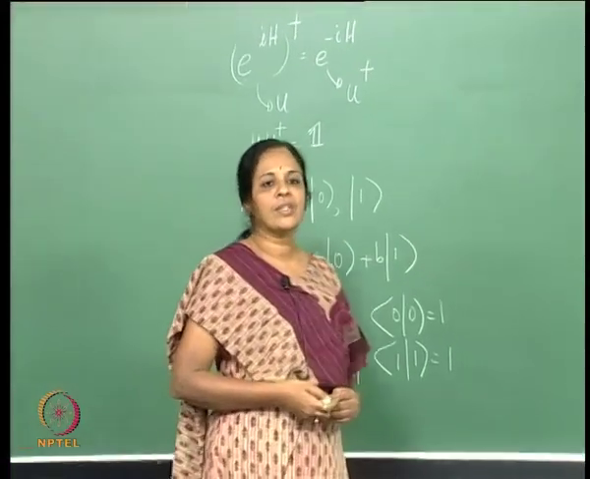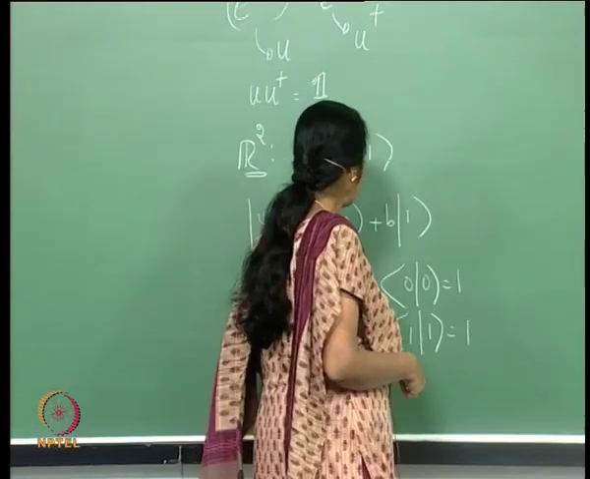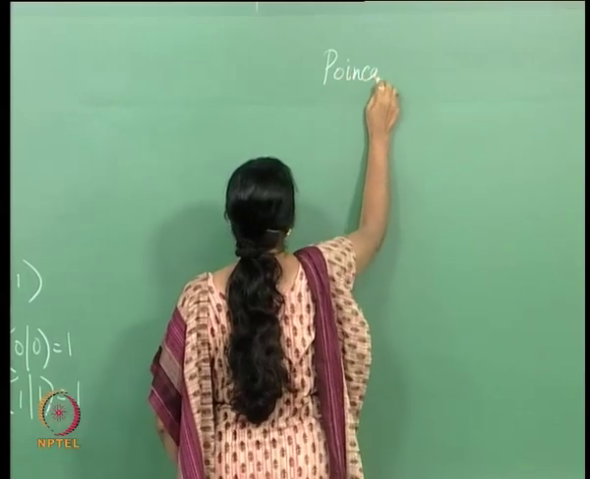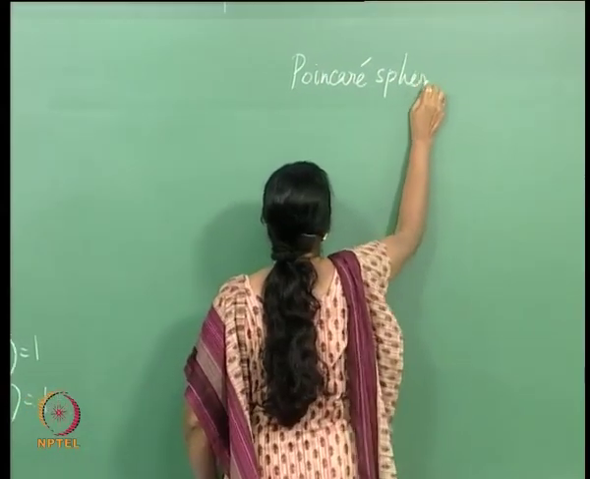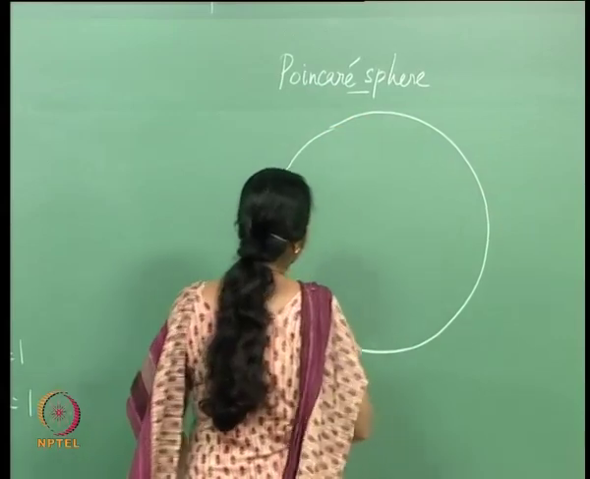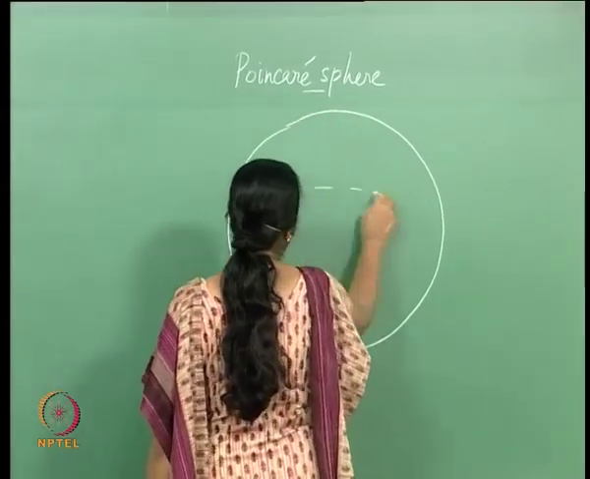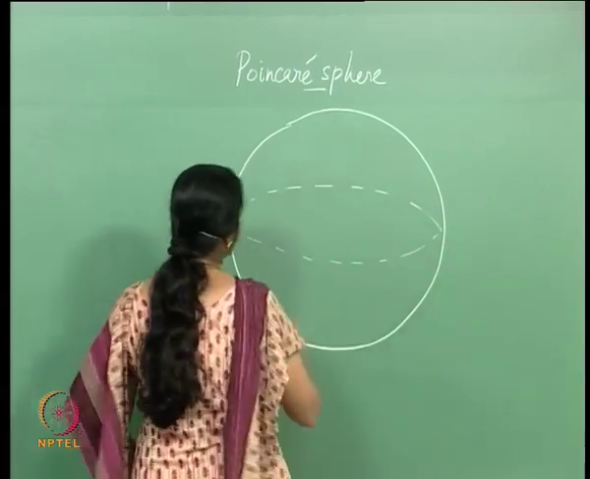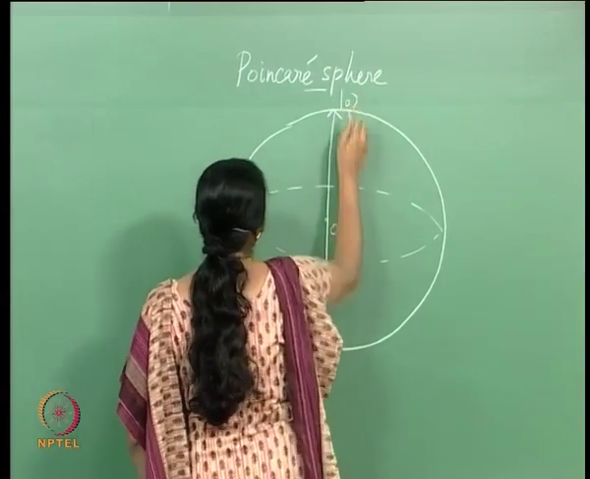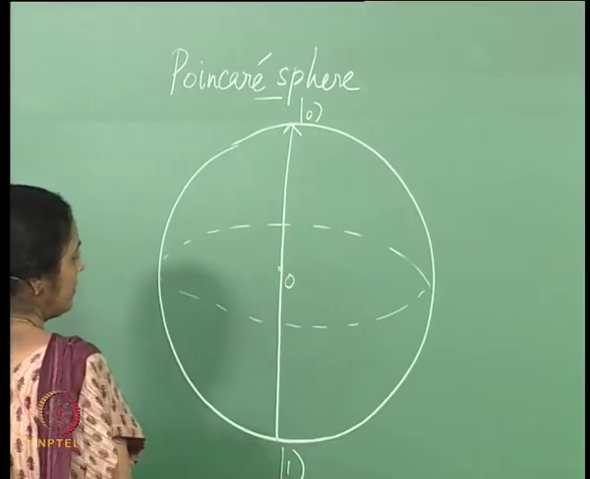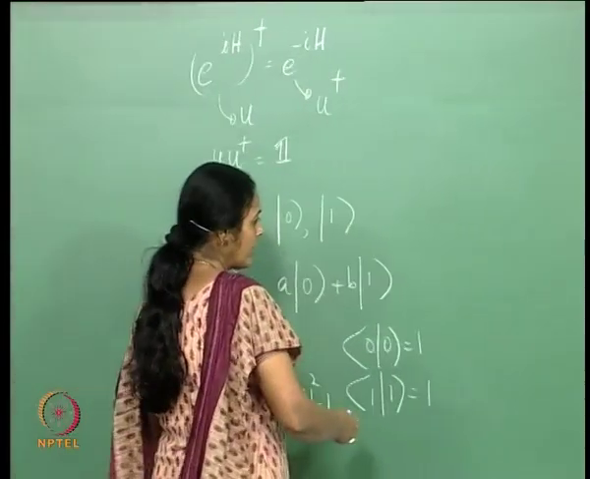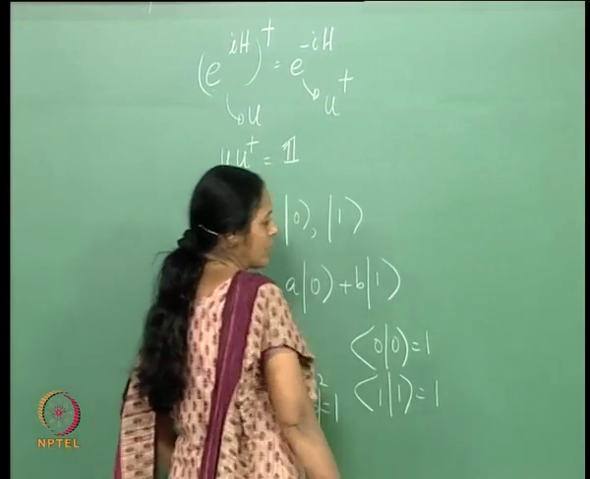There is a nice geometrical way of showing the qubits, and this is in terms of the Poincaré sphere. So I have this sphere of unit radius and this is the equatorial plane. So that's the origin of coordinates. This is ket 0, this is ket 1. Sphere of unit radius, and therefore I know that the kets are normalized to 1.